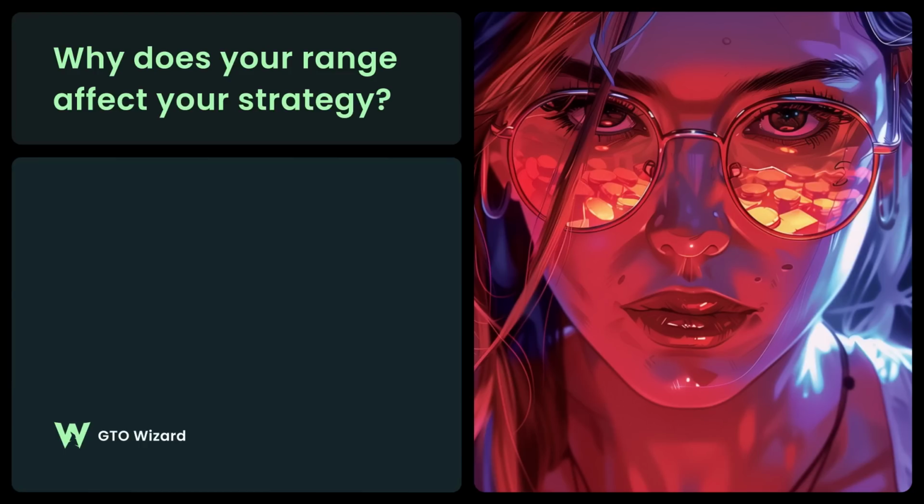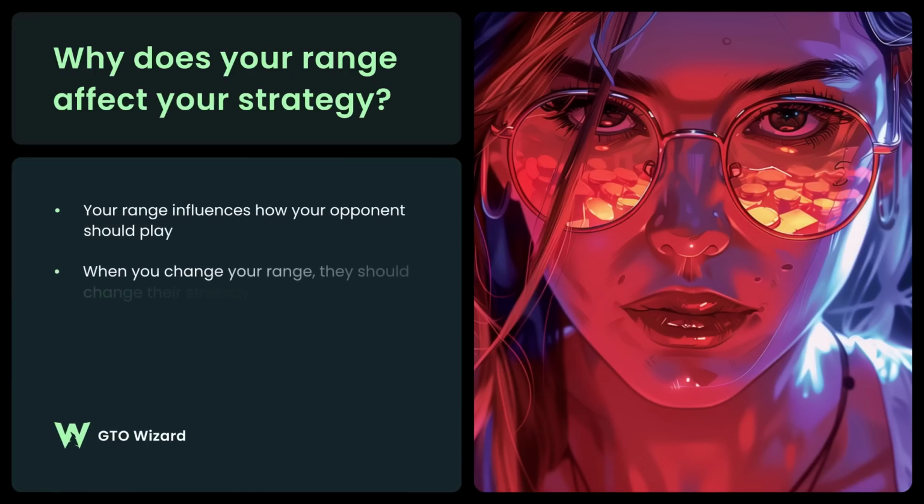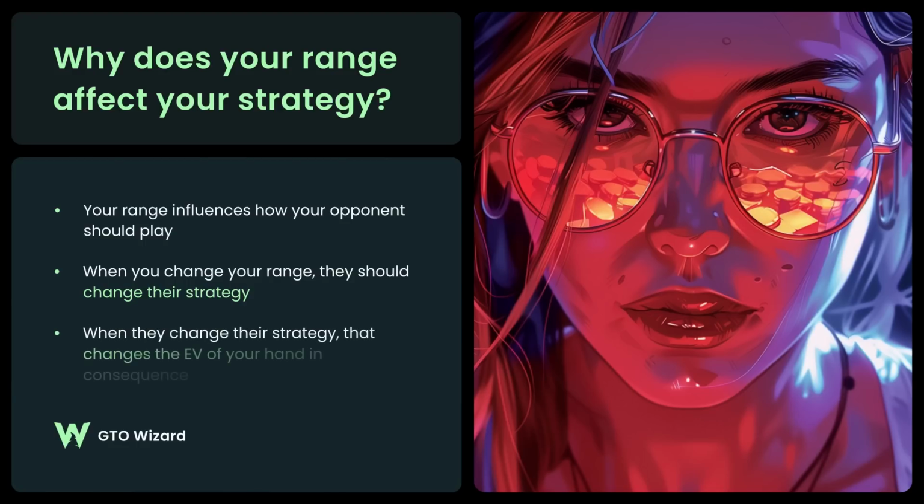Well, I'll explain it to you the way Don Corleone explained it to me many years ago. Your range influences how your opponent should play. If you were to change your range, they should change their strategy. And when they change their strategy, that changes the expected value of your hand in consequence. Remember, a range is your opponent's belief. Your range represents what they believe you have. So if you change their belief about the hands you could have, they play a different way.